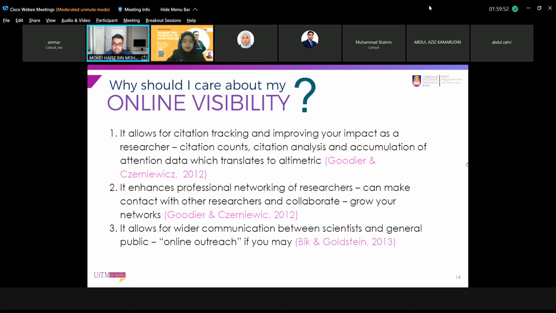And well, again, as you are known based on your discipline, it creates or enhances your professional networking. And from there, you can start to collaborate and grow your networks. And besides that, it allows wider communication between the scientific community and the general public.